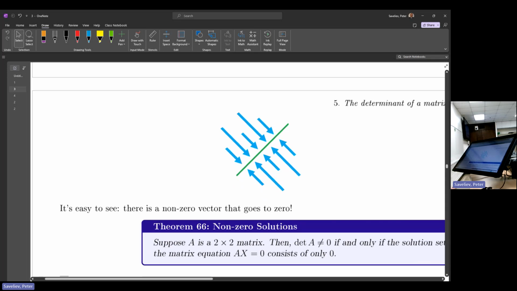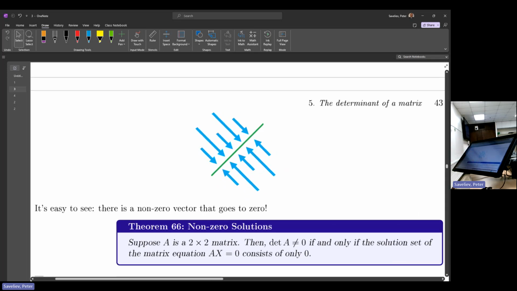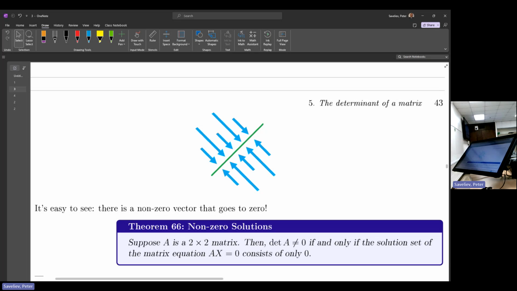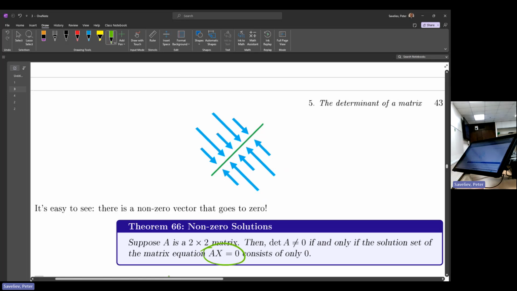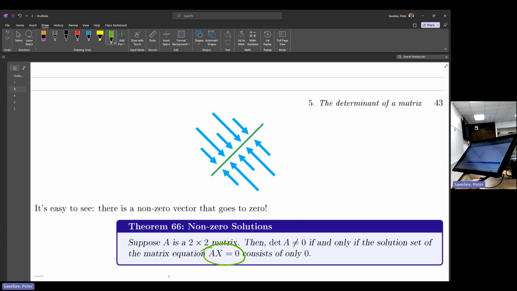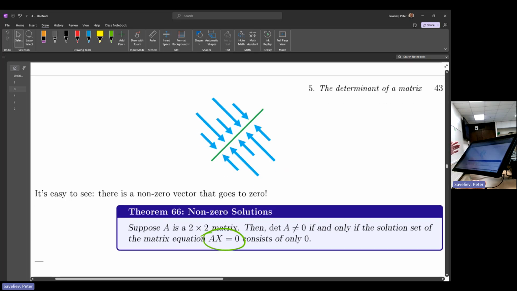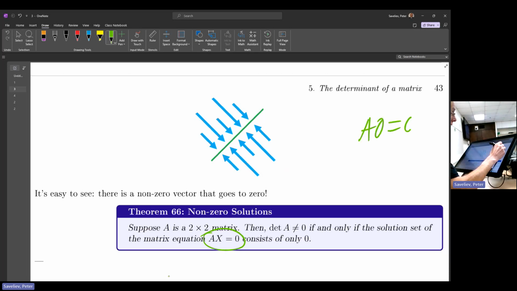Suppose A is a 2 by 2 matrix. The determinant is not equal to 0 if and only if the solution set consists of only 0. That's another way to interpret the same thing. So we forget about the linear operators and make an equation from it: Ax is equal to 0. We look at what values of x under A go into 0, and the answer is maybe none. Well, it's never none, because remember, A0 is equal to 0. But are there any others?